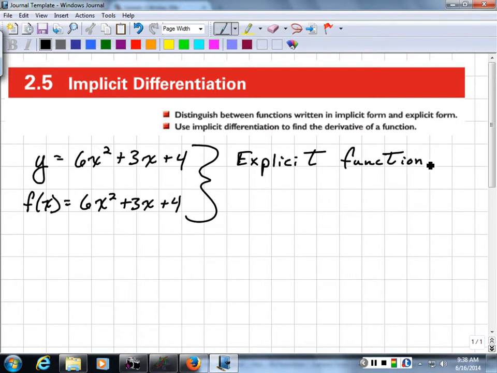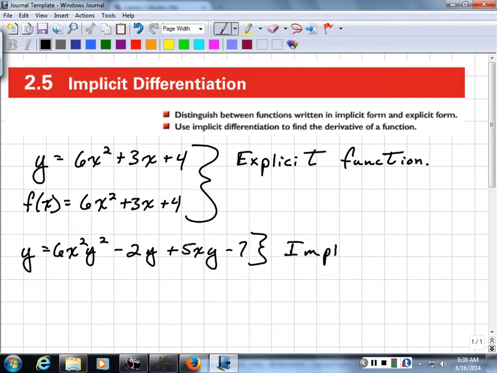An implicit function is one that does not have clear delineation between the variables and cannot necessarily be solved for a single variable. For example, y equals 6x squared y squared minus 2y plus 5xy minus 7. Right? This right here is an implicit function. And it would be incorrect to write it as f of x, because this is no longer a function of x, it is a function of x and y.